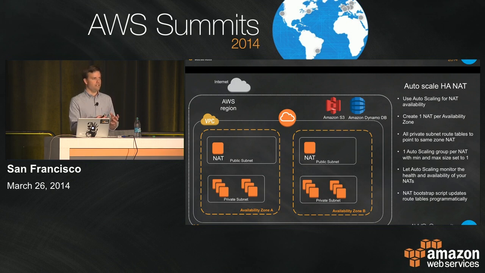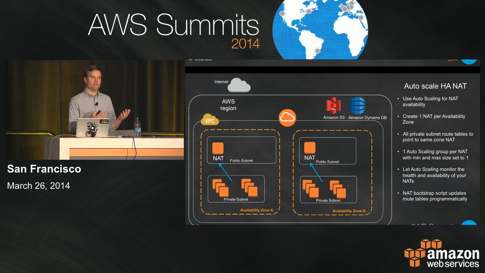What this does is you set basically a one-to-one min-max on the autoscaling group, and therefore, if anything happens to that NAT, it falls over, it becomes unresponsive, autoscaling itself handles the regeneration of that NAT for you. And the trick is to make sure that when that new NAT comes up, it automatically configures the appropriate subnets to point to itself.